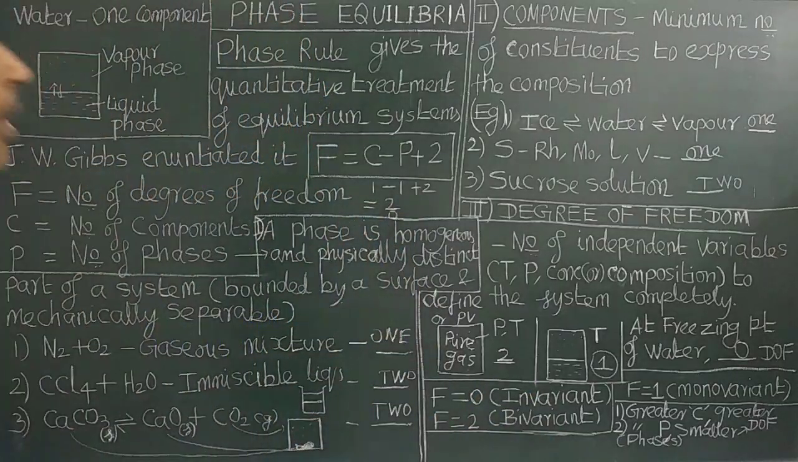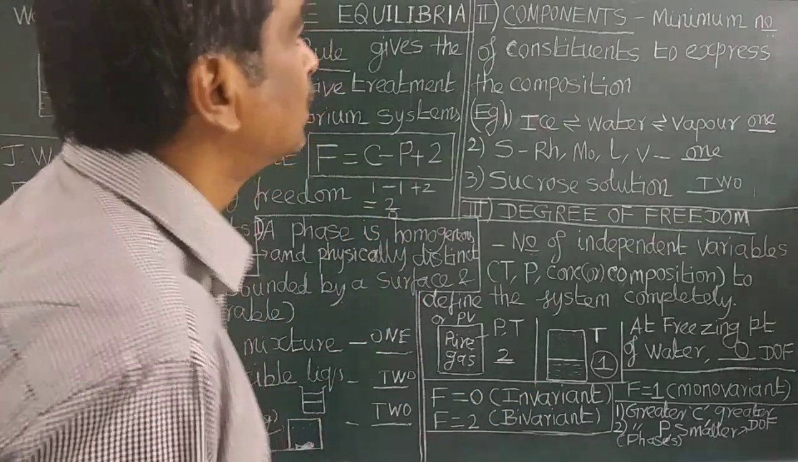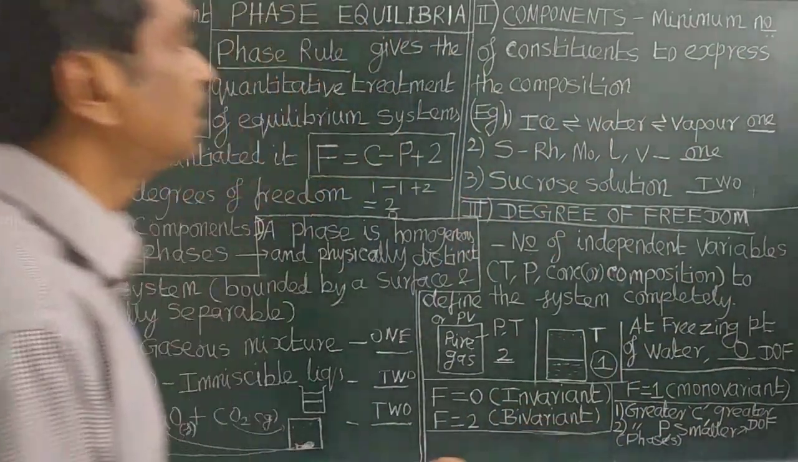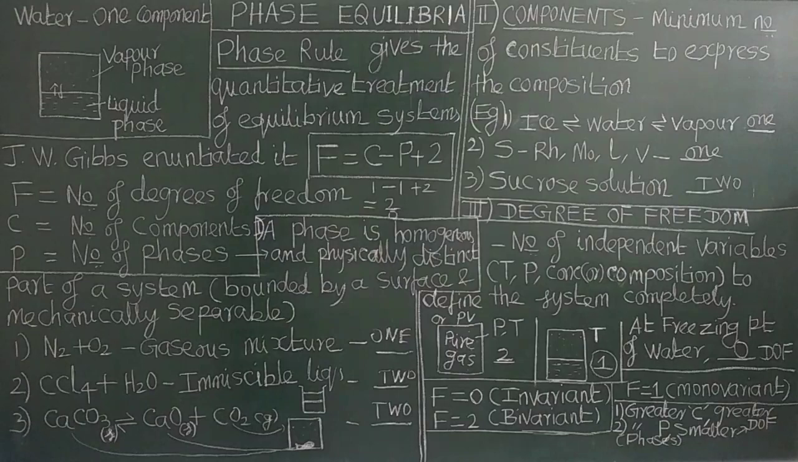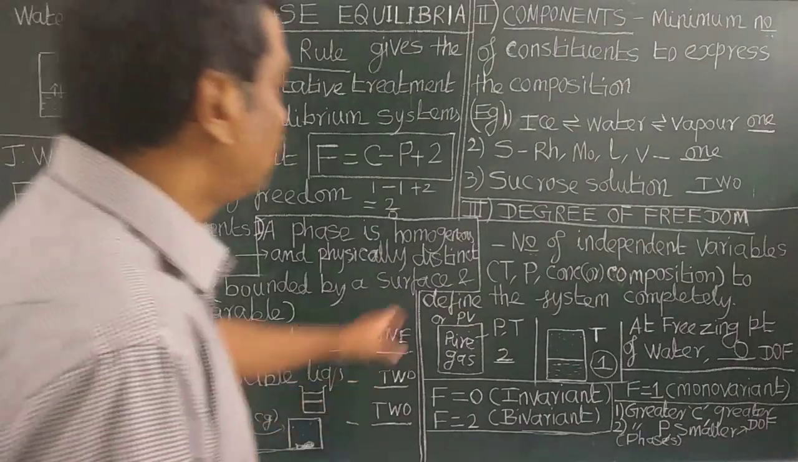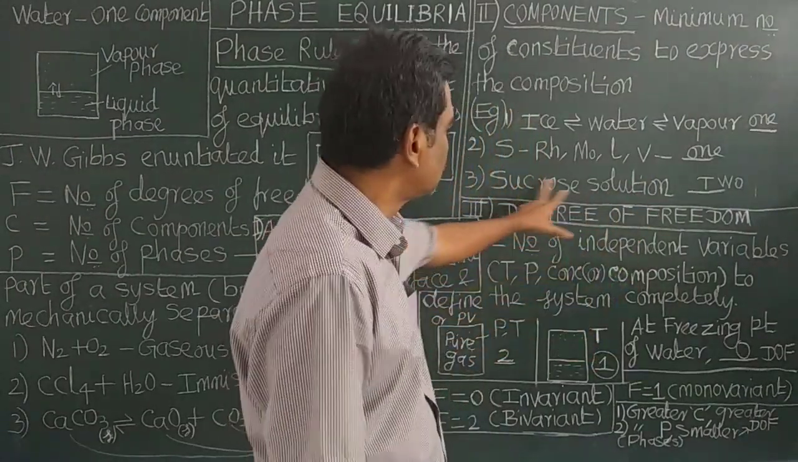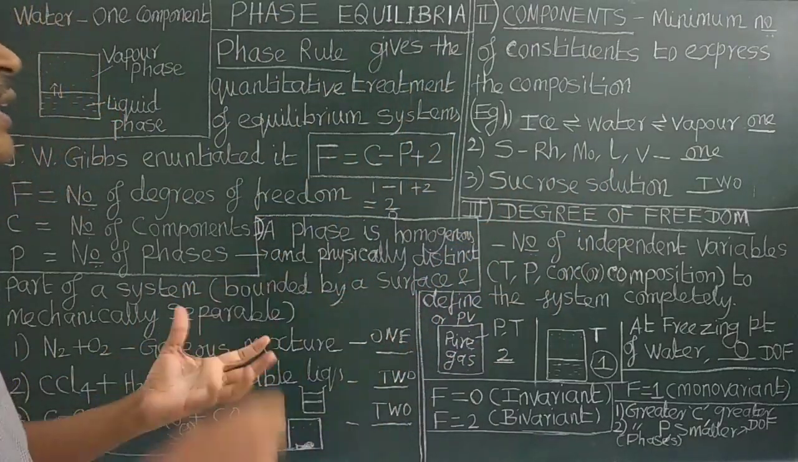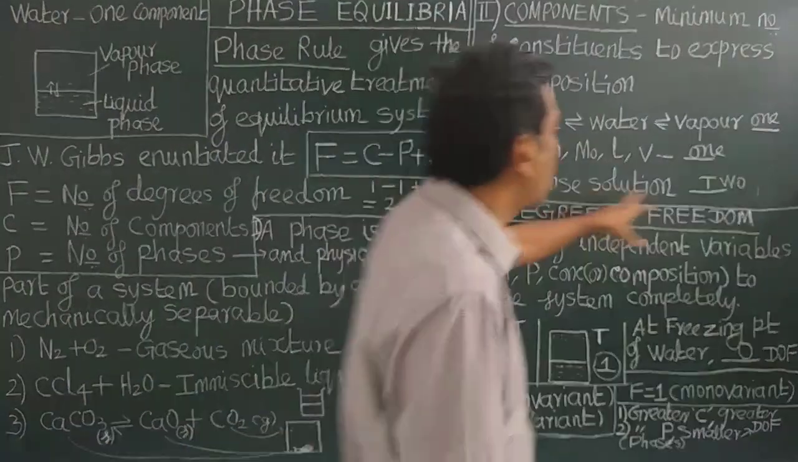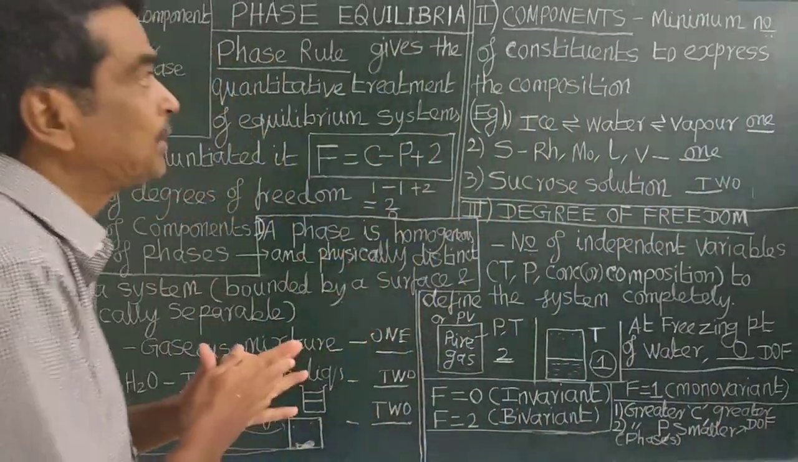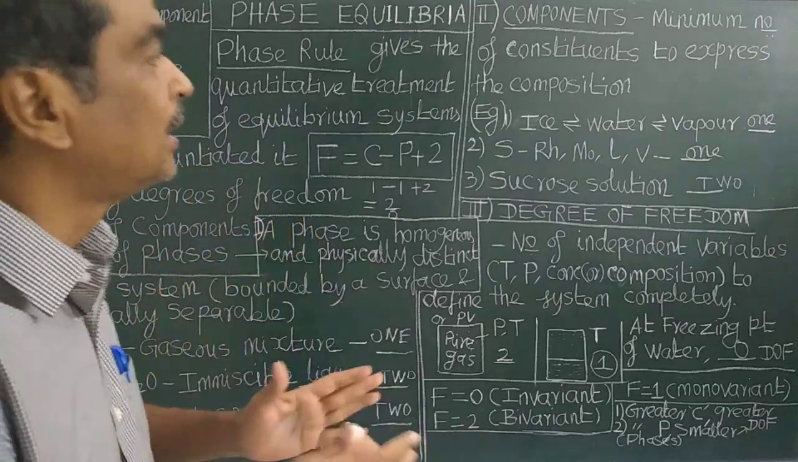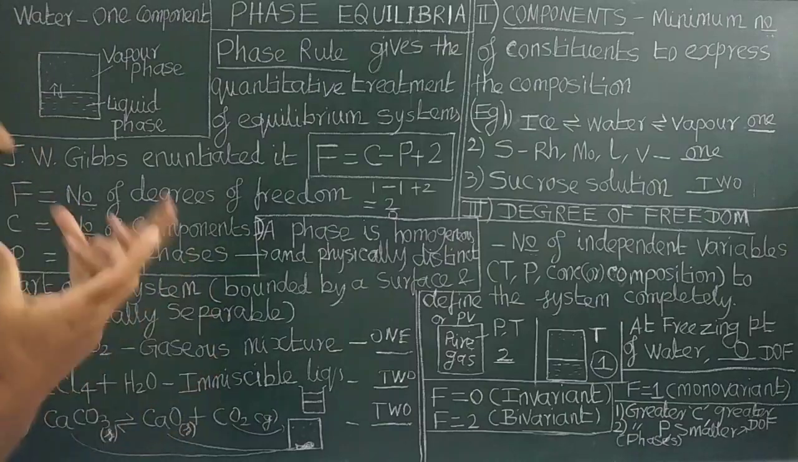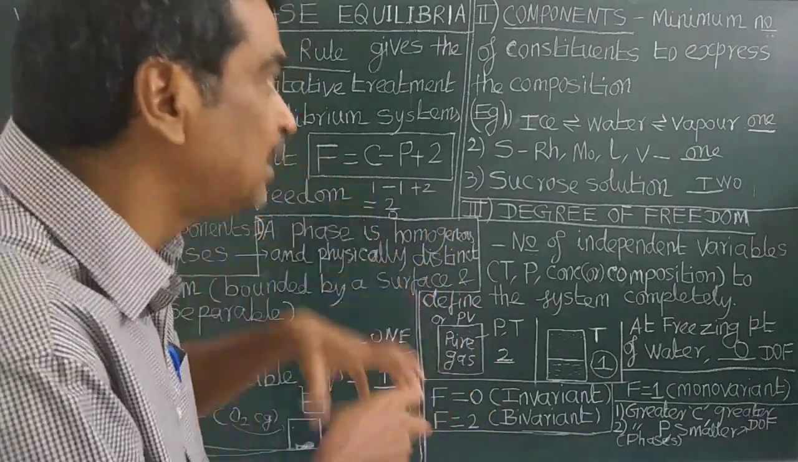Now we will see the number of components. Components are defined as the smallest number of constituents needed to express the composition of an equilibrium system. For example, a sugar solution is obtained by mixing sugar and water. Therefore, there are two components, mixed to know the concentration or composition. Composition means what constituents are present in the solution.